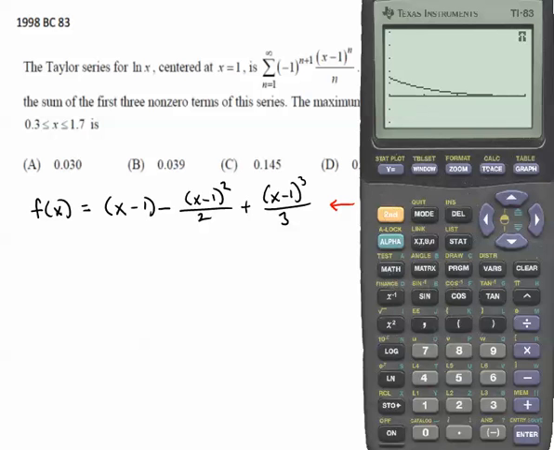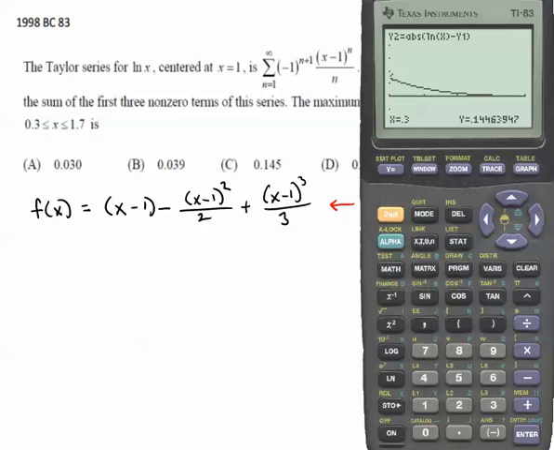So I'm going to actually get the value there. Take the value of that function at x equals 0.3, and it tells me that is 0.1446, which turns out to be answer C, 0.145, rounded to 3 decimal places. So that's the largest that error becomes on the interval from 0.3 to 1.7.